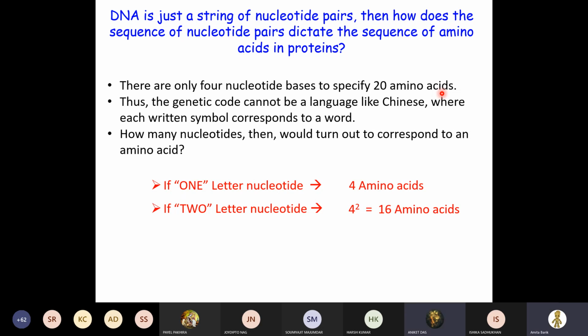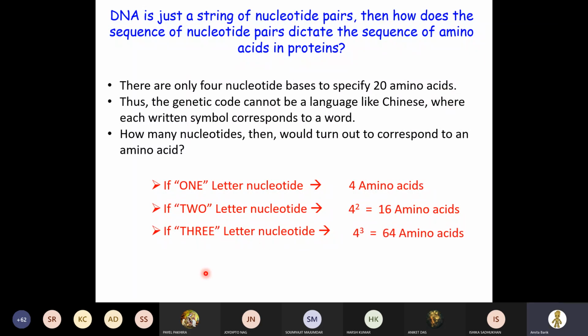So that is why 3 nucleotides. That is why we are going for 3. If we go for 3 nucleotides, then what will be the possible combinations? 4 to the power 3 will give you 64 codes.